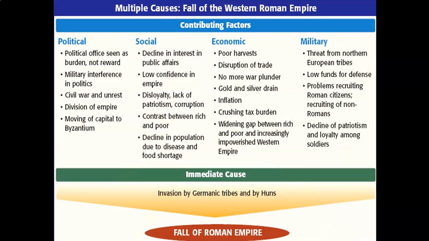Now, there were multiple causes for the fall of the Western Roman Empire. As you can see here, you have political causes, social causes, economic causes, and military causes. Please make sure you pause this video so that you can review all of these contributing factors to the fall of the Roman Empire. But the immediate cause was that there were invasions by Germanic tribes and also by the Huns that ultimately brought the Roman Empire to a full collapse.